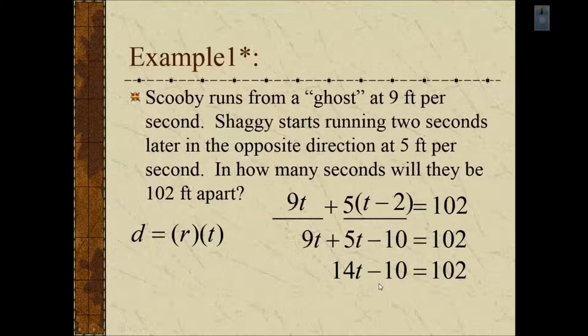I'm going to undo subtraction first, so I'll add 10 to both sides. We get 14t equals 112. If I divide by 14, 112 divided by 14 gives me 8 seconds. So 8 seconds after Scooby started running, when they saw that ghost, 8 seconds later, they are 102 feet apart.